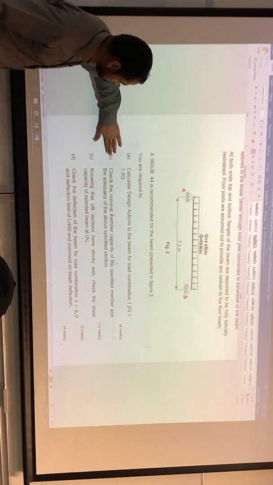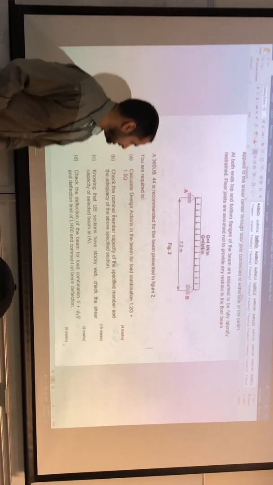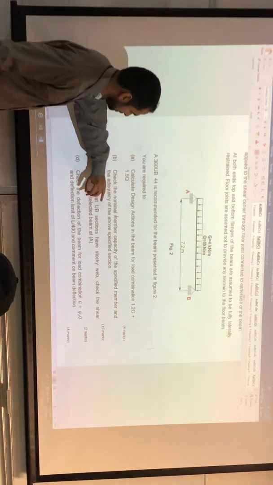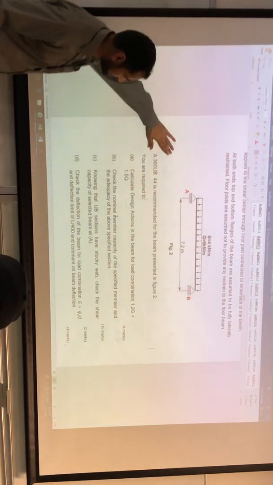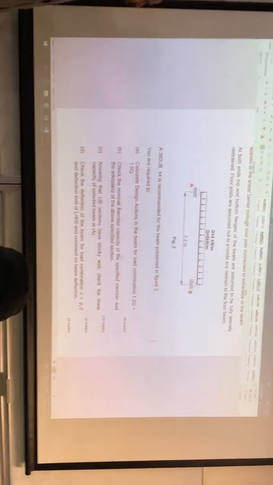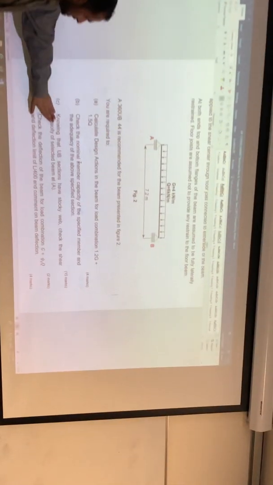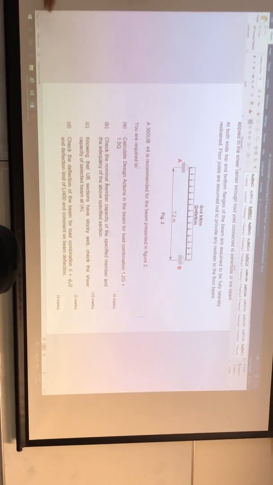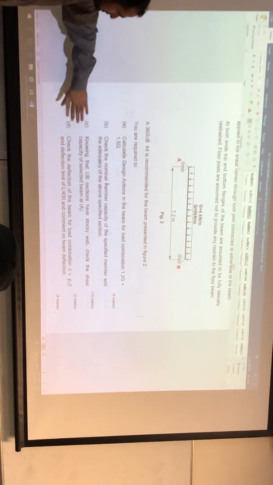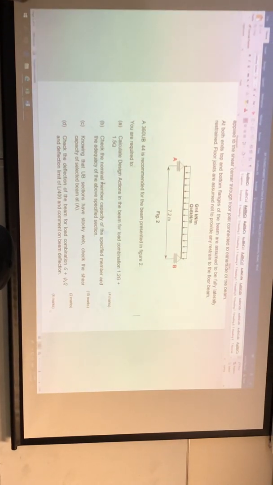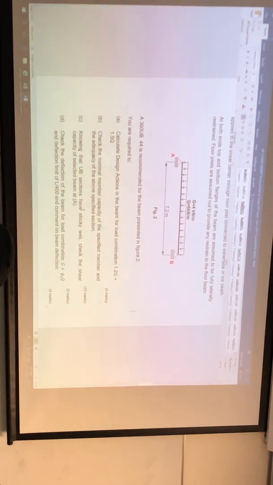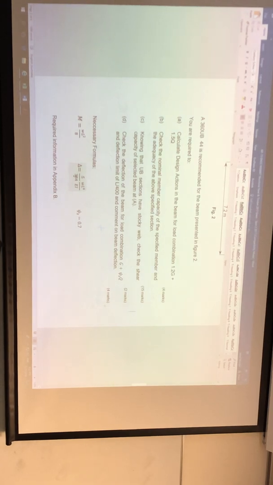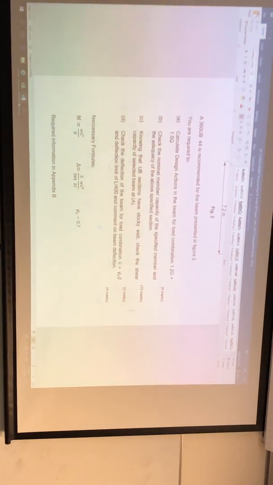Then part B, check the nominal member capacity of the specified member and the adequacy of the above section. So then you have to go and find out the moment and shear capacity for that. Knowing that the UB section is a stocky web, check the shear capacity of the selected beam at A. Then the last, deflection. For the deflection, you are given the load case, you are given the moment formula, you are given the deflection formula.